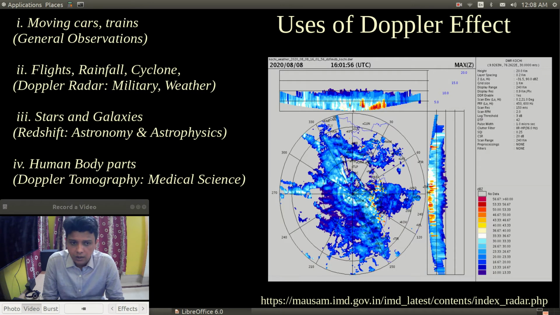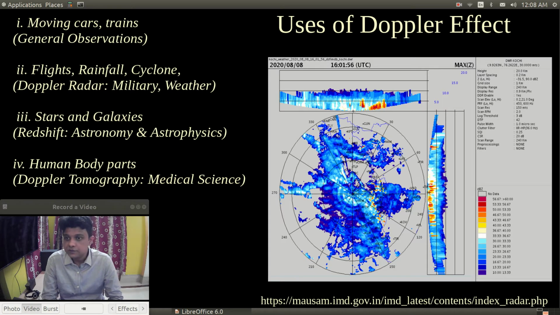So we have all observed the Doppler effect while standing on a platform when a superfast train is passing by, and we have seen the pitch is going up while the train is coming towards us, and then the pitch goes down. So this is the foremost and probably the most widely observed effect of Doppler effect.